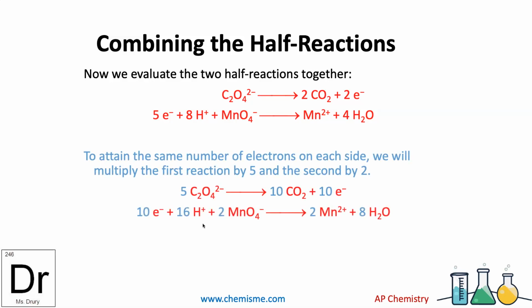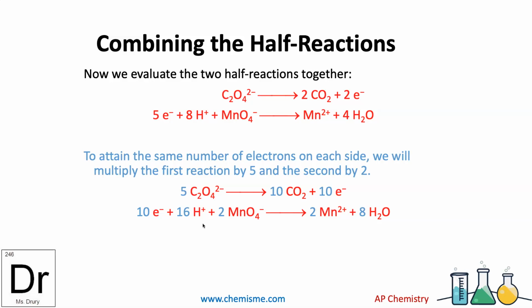And I would suggest to do what I just did. I actually changed the coefficient. So I multiply the first reaction by 5 C2O4 minus 2s, 10 CO2s, and 10 electrons, and I multiply the second reaction by 2. You don't have to rewrite the whole thing. I mean, I'm on a computer program, so it was easier for me to rewrite it. You could just cross them out if you want, or use pencil.